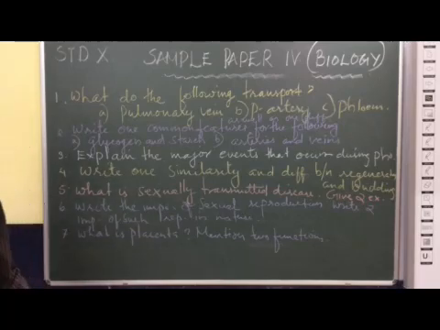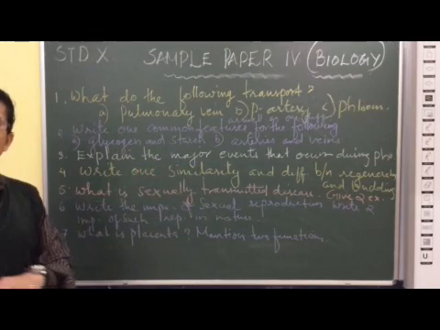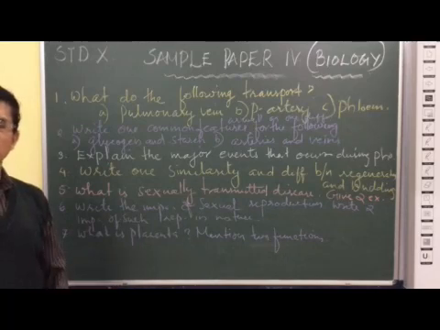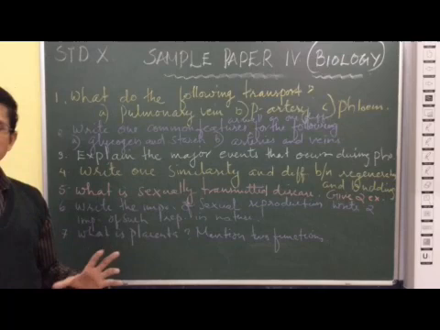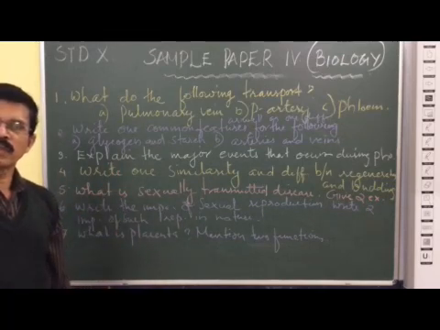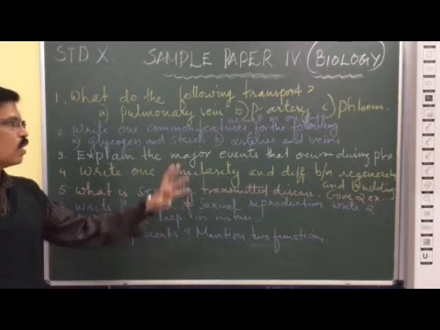But arteries are connected to the ventricles. To the right ventricle, the pulmonary artery is connected. And to the left ventricle, the aorta is connected. Both are arteries. The aorta is the largest artery. So arteries are connected to the ventricles and veins are connected to the auricles.